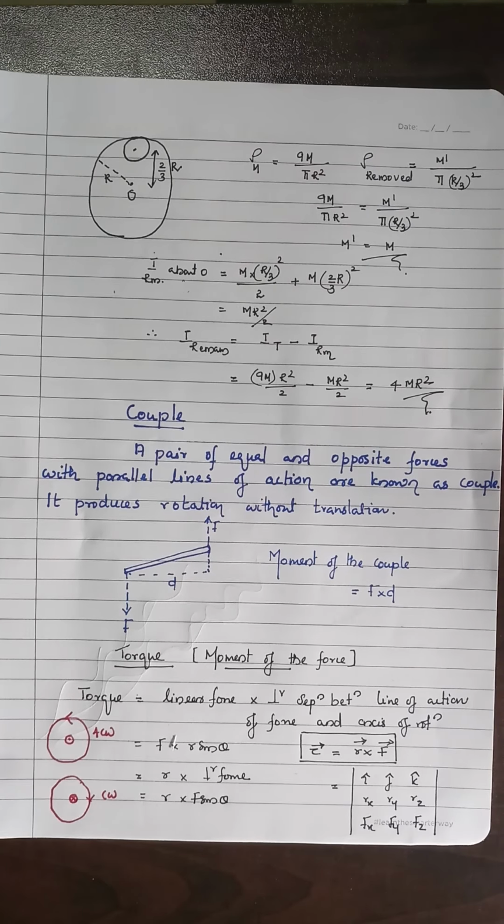And keep in mind that the torque is nothing but the moment of the force. It is equal to the linear force into the perpendicular separation between the line of action and the axis of rotation. With a simple formula, tau is equal to r cross F.